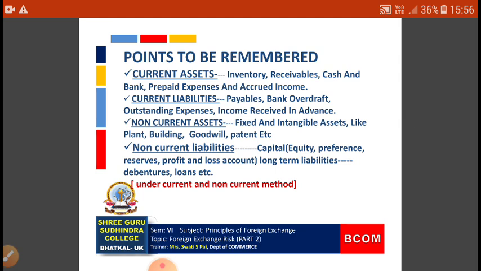Now, which are the non-current assets? Fixed and intangible assets like plant, building, goodwill, patent, etc. Which are the non-current liabilities? Non-current liabilities include capital, that is equity as well as preference, reserves, profit and loss account, and long-term liabilities like debentures, loans, etc. So when you are solving problems under the current and non-current method, you have to remember which are the current assets and current liabilities, and non-current assets and non-current liabilities.